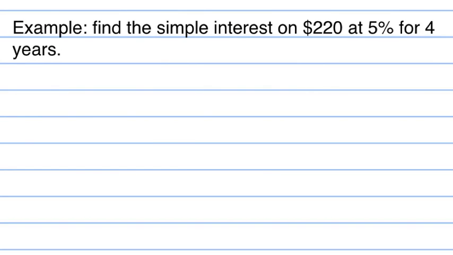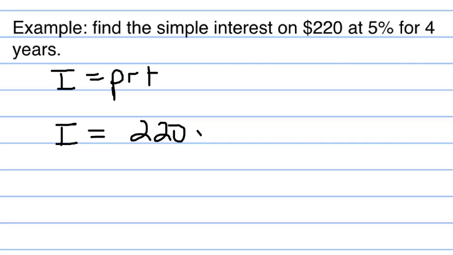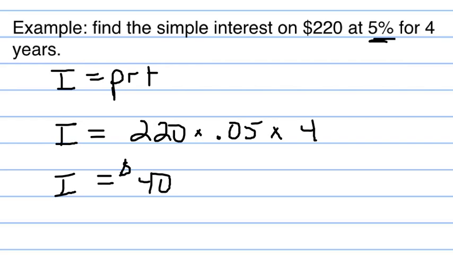Okay, let's look at another example. I want to find the simple interest on $220 at 5% for 4 years. I'm going to write my formula down. I equals PRT. Then I'm going to plug my numbers in. I equals the principal amount, which is 220, times the rate, which is 0.05, times 4 years. And then when I calculate that out, it's going to cost me $40 to borrow $220 for 4 years.